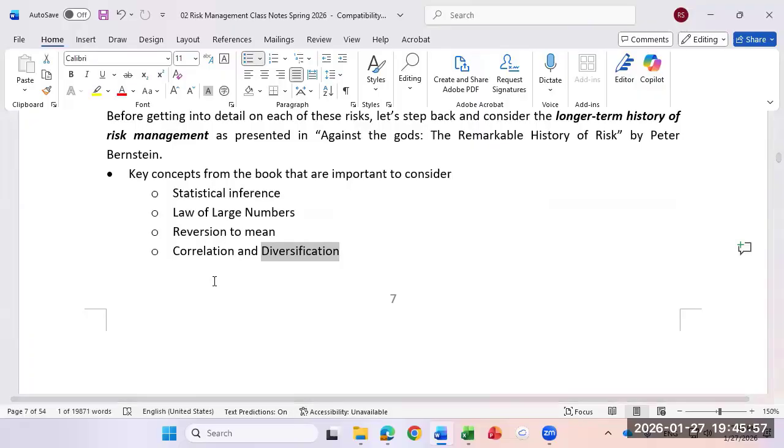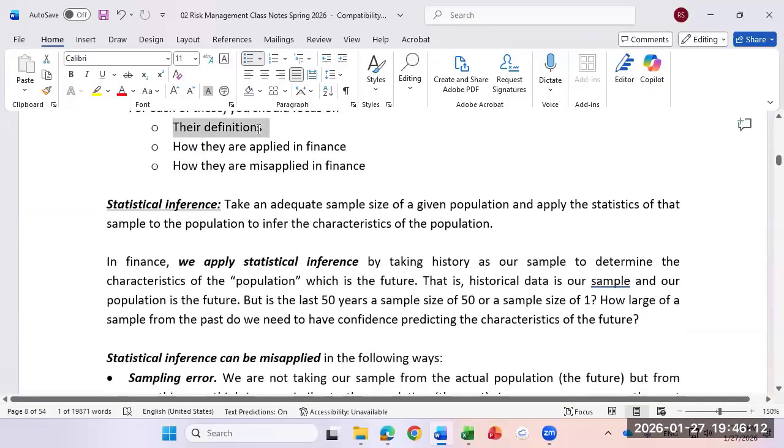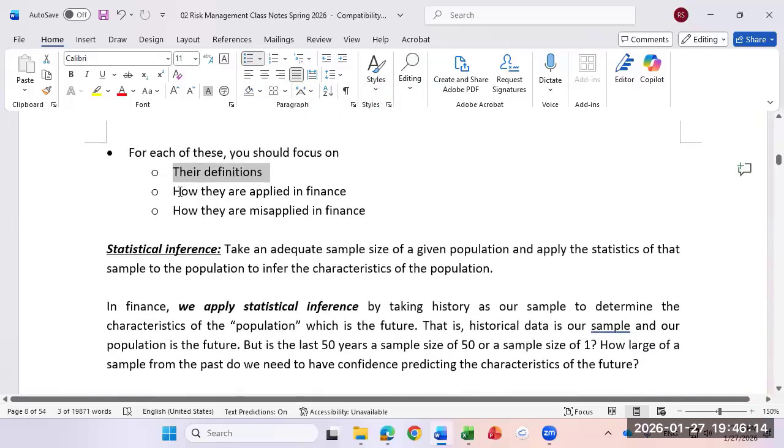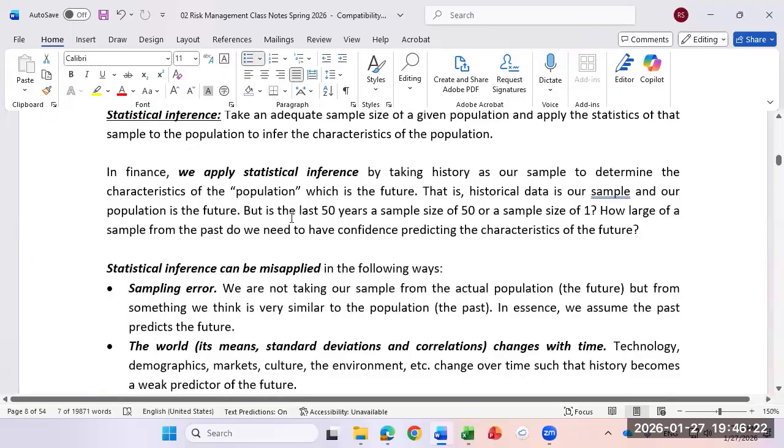I'm going to pick on the guy who wrote A Random Walk Down Wall Street. I'm going to show a video he wishes he probably never made, where he's talking about diversification, which I strongly disagree with him, and you'll see why I disagree with him when we get to that point. So when we look at each one of these, you want to know their definitions. As a finance or actuarial major, you should know them. How we apply them in finance and how we misuse them in finance. So statistical inference says take a large enough sample size and you can predict what the population is.